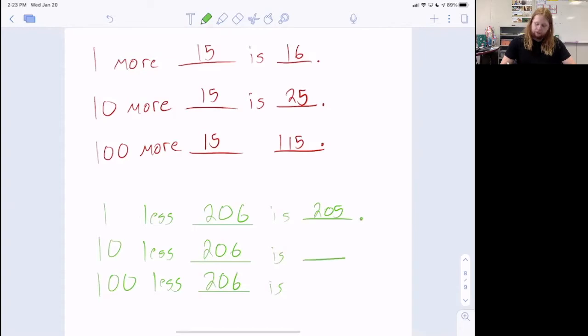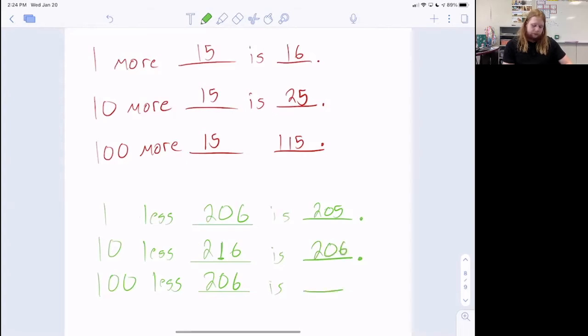10 less than 206. Well, that's a bit harder than I want to go with this. So I'm actually going to change this one to 216. That way we don't have to take away and go into the 100s, because that's not the intention of this part of the work. So 10 less than 216, we would take away from that 1 since it's in the tens place, which would give us 206.